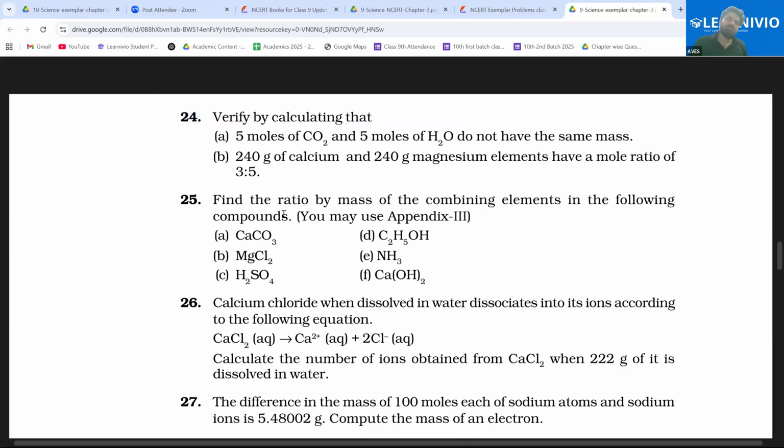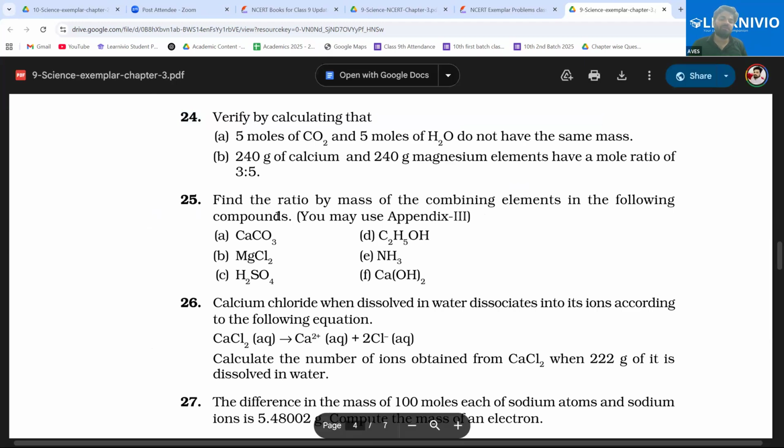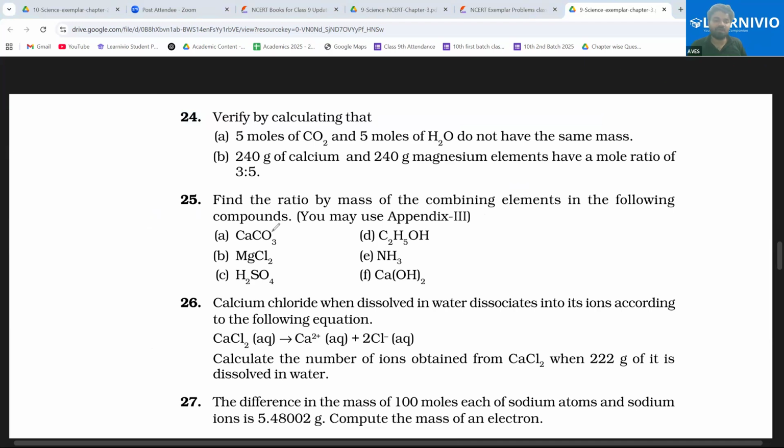Okay. We are going to find out the ratio of the combining mass of the following compounds. First of all, you have to calculate the molecular mass of each of the following compounds. Then I will tell you how we'll calculate the ratio, because for calculating the ratio you need the whole mass of the compound. Got it? So find out the ratio of the masses of the combining elements for the following compounds.